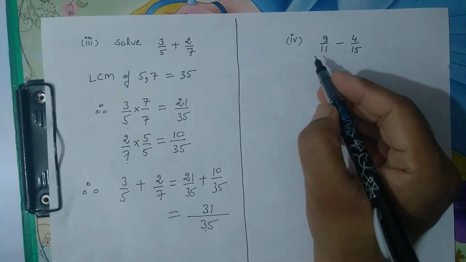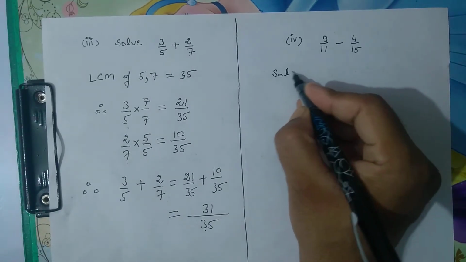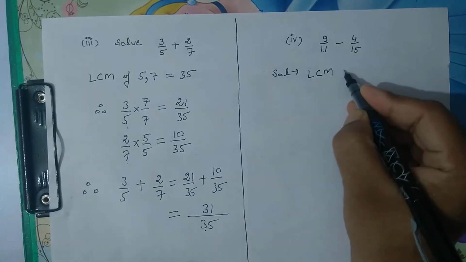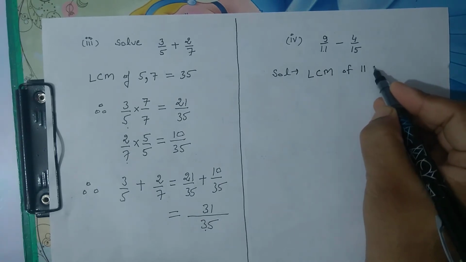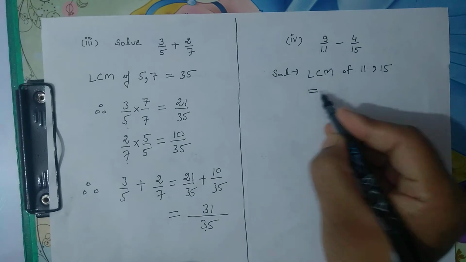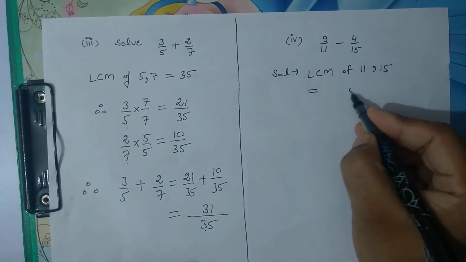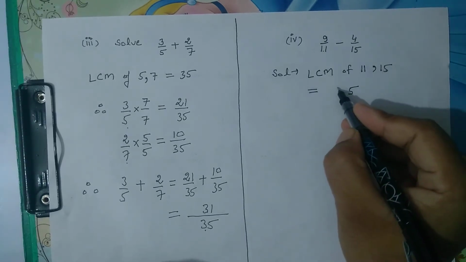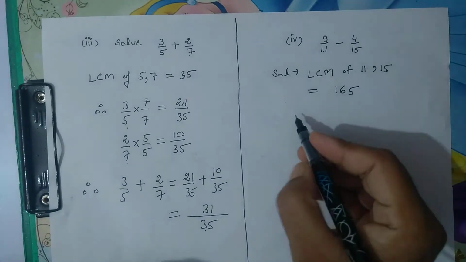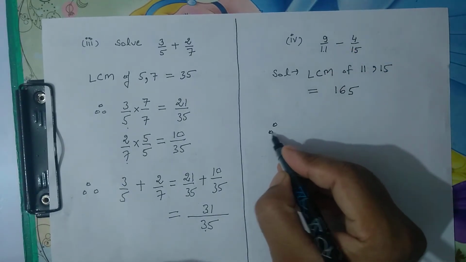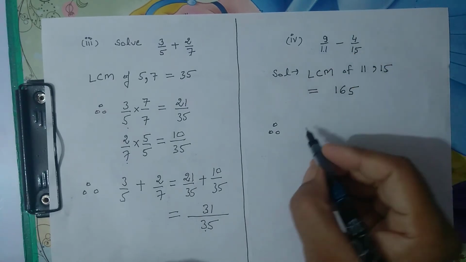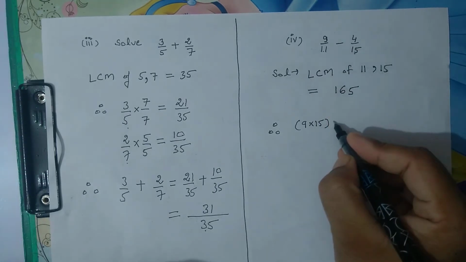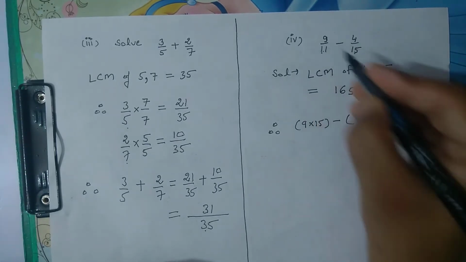Similarly, now solving the next part, number 4. Here what is the LCM of 11 and 15? It is equal to 11 into 5, 55, 11 into 1, 11, 11 plus 5, 16. So what do we do here? We write 9 multiplied with 15, minus sign, 4 multiplied with 11.